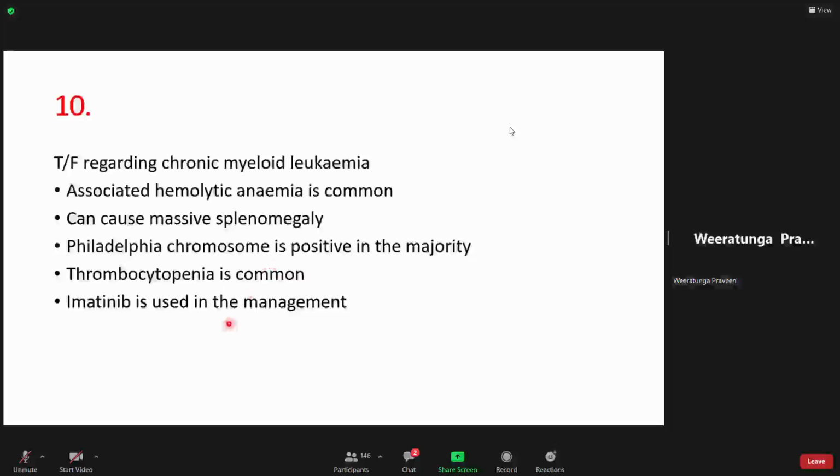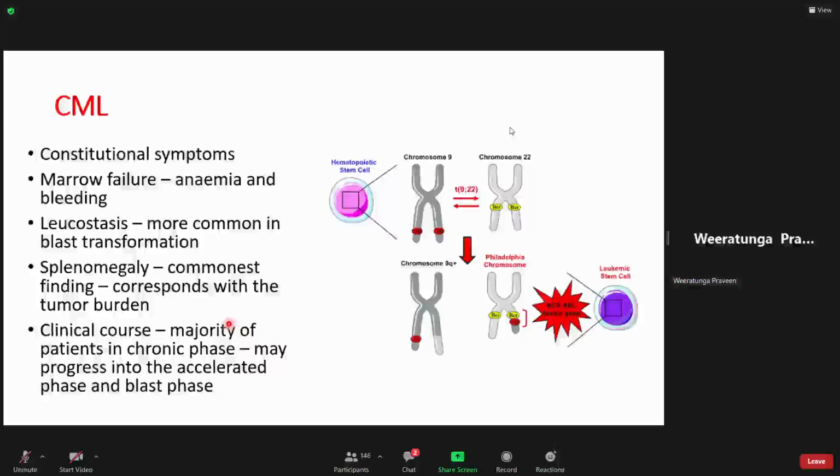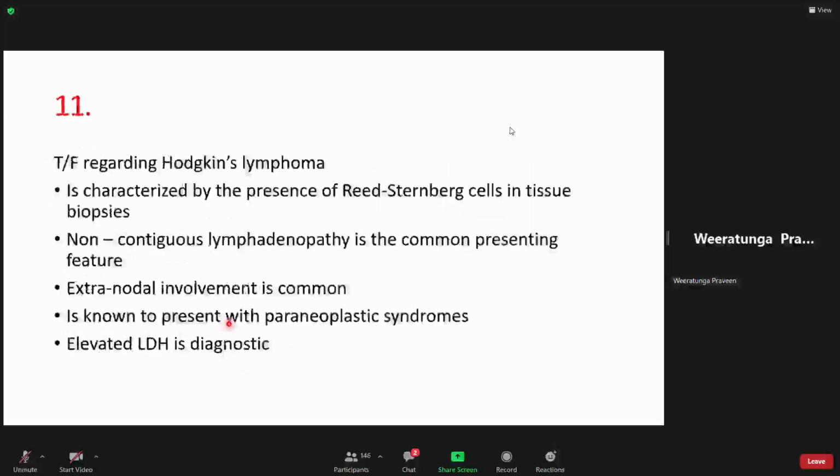Gene mutation, and when you give imatinib, the levels go down. Right? The levels go down when you give imatinib. So imatinib is the drug of choice, and people with a positive Philadelphia chromosome respond much better to imatinib. Okay. Any questions about CML?